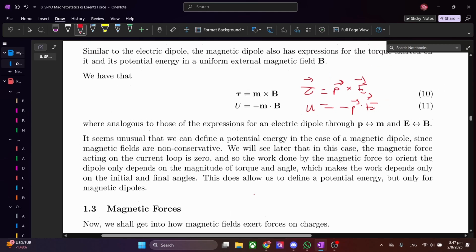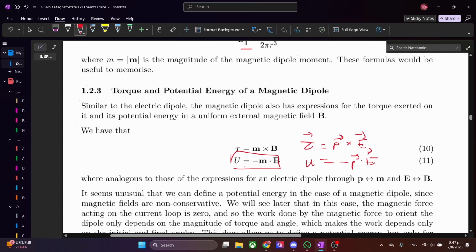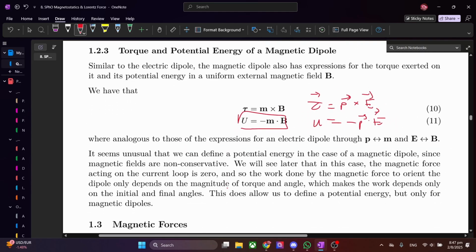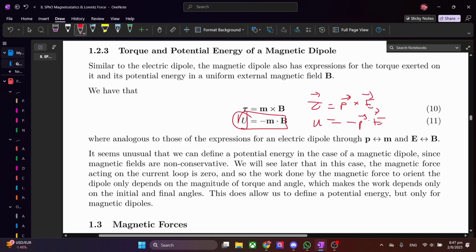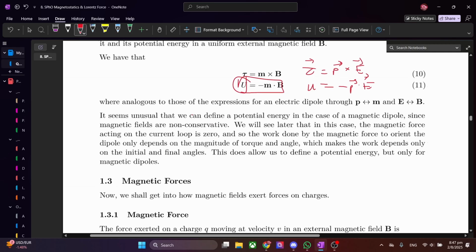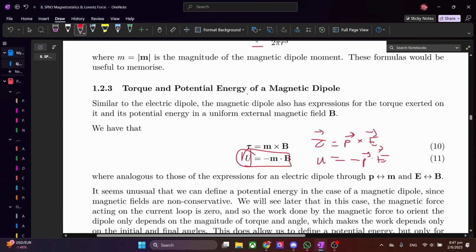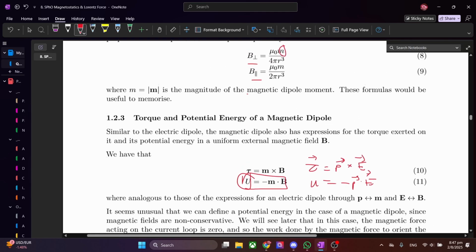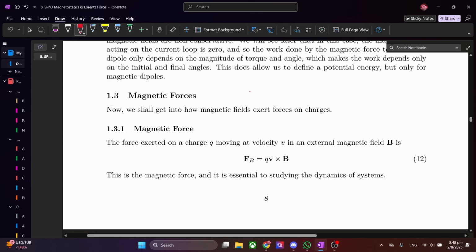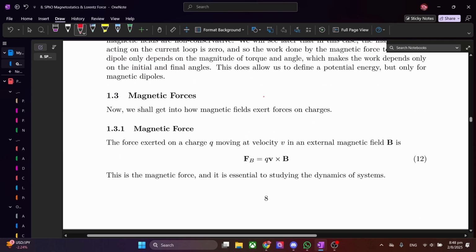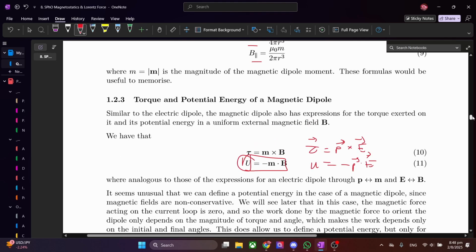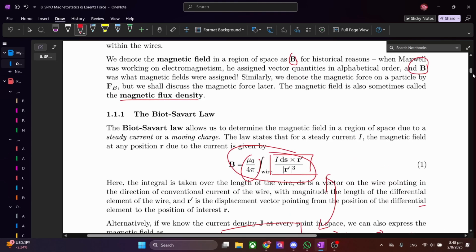It also seems a little unusual that we have a potential energy in this case, but that only really applies to dipoles. It doesn't really apply in general, but sometimes this potential energy can be used to find forces, as I'll show in a future example later. But for now, just know that you can calculate the torque and potential energy of a magnetic dipole, something like this as well. That's just an introduction to magnetic dipoles, and I'll talk about it better later. So now we're done with the magnetostatics part.